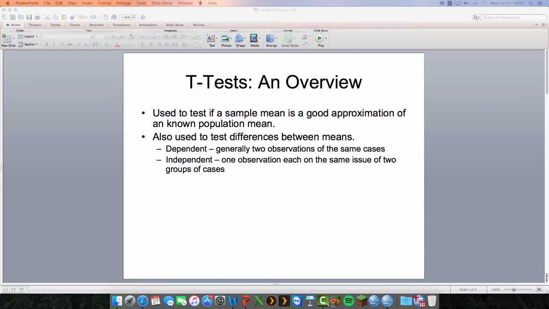It can also be used to test difference of means in two other cases, in what we call dependent and independent samples t-tests. Generally, when we're talking about a dependent samples t-test, we're talking about two observations of the same cases for the same thing but at different times, essentially a before and after test. And in the case of the independent samples t-test, we're talking about one observation each on the same issue of two groups of cases. So for instance, comparing residents of Michigan and residents of Ohio based on their average income.